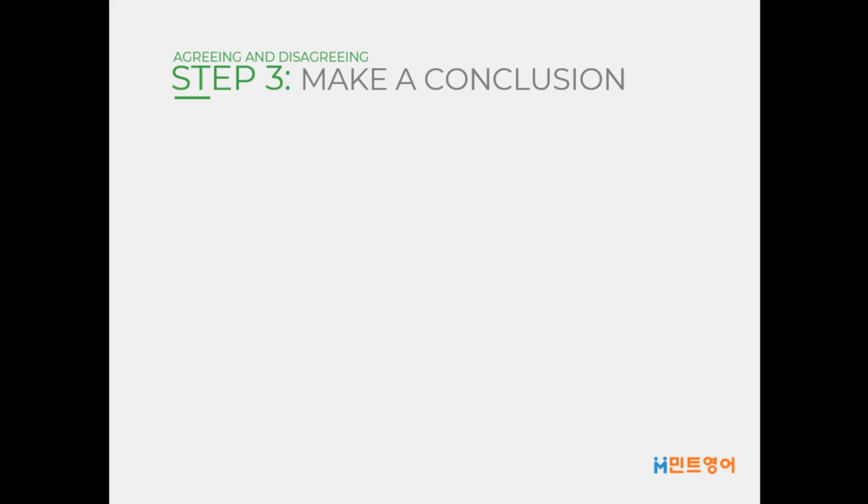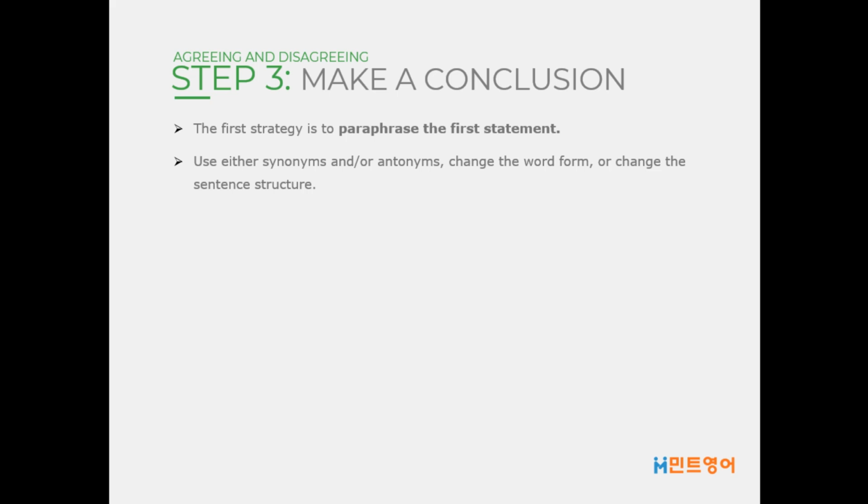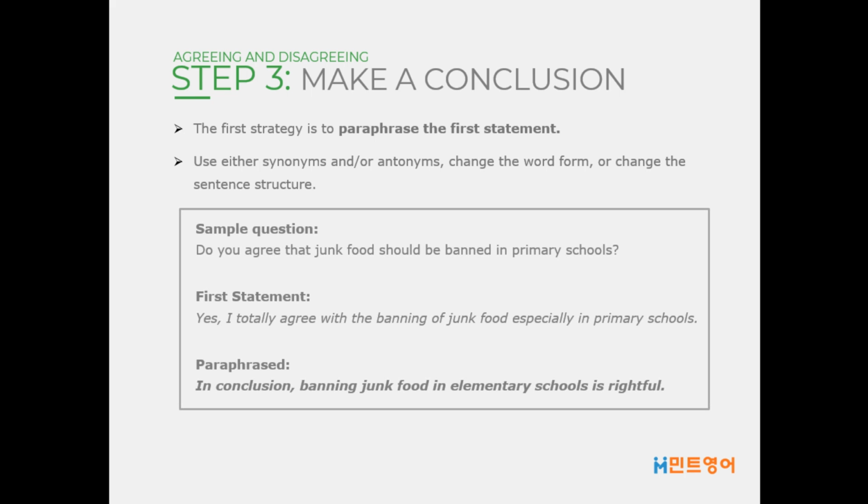The last part is to provide a conclusion. There are 2 ways to end your answer in this type of question. The first strategy is to paraphrase the question or the first statement of your answer. Remember, in paraphrasing, either you use synonyms and/or antonyms, change the word form, or change the sentence structure. Here's an example of how the first statement was paraphrased in order to make a concluding statement.